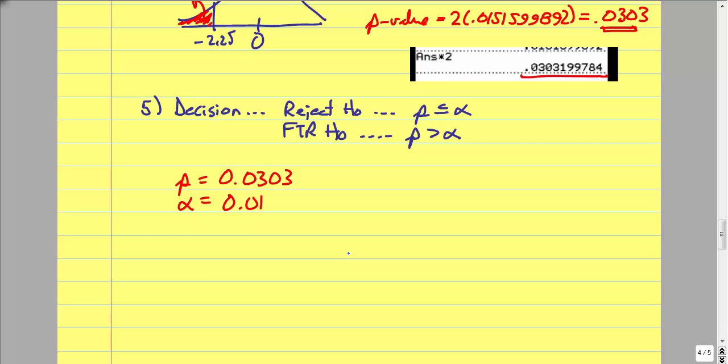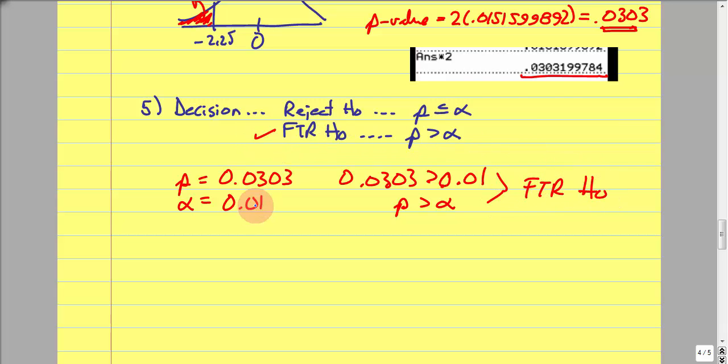Okay, well, I can clearly see here that 0.0303 is greater than 0.01. So we have p greater than alpha here, which means I need to fail to reject H0. That's this case up here, fail to reject. Then I'm going to summarize. And remember, I always blame it on the data. So the data does not support the conclusion.